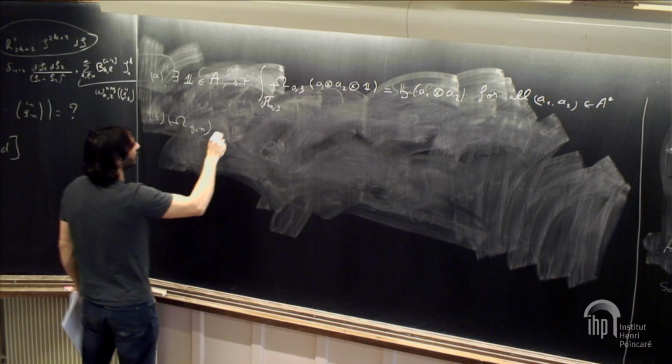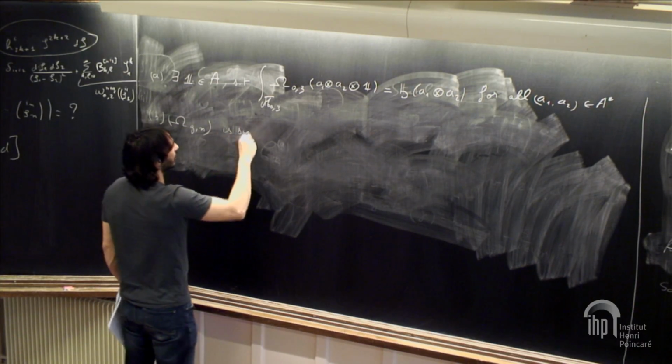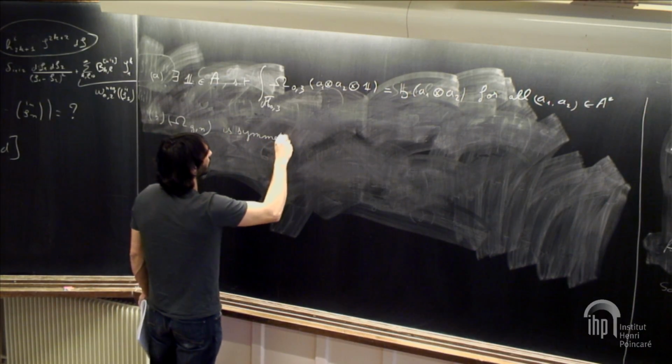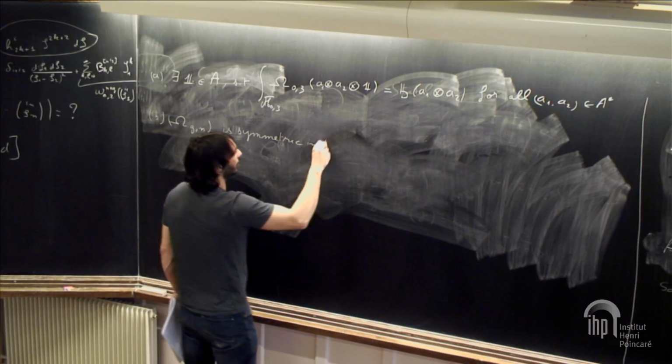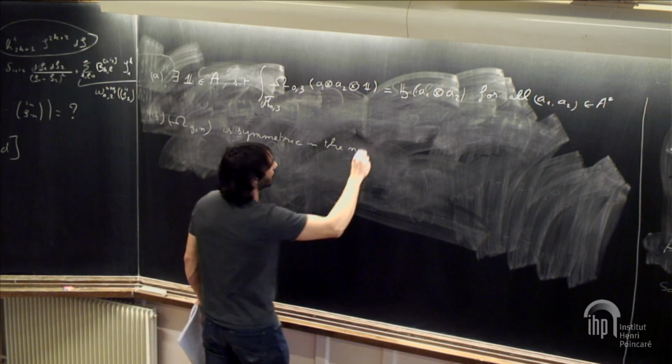The second axiom: omega gn is symmetric in the n variables.